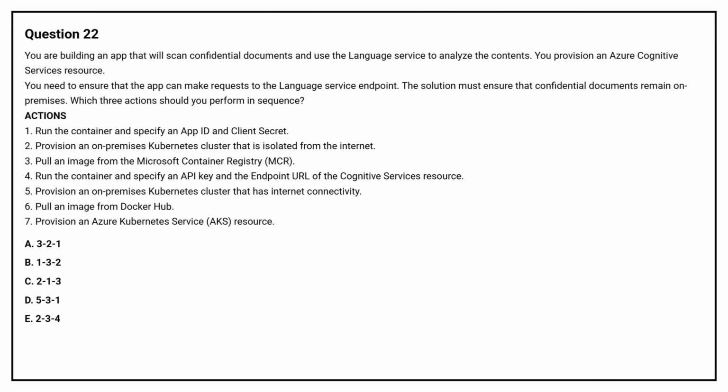Option A, 3, 2, 1. Option B, 1, 3, 2. Option C, 2, 1, 3. Option D, 5, 3, 1. Option E, 2, 3, 4. The correct answer is option E, 2, 3, 4.